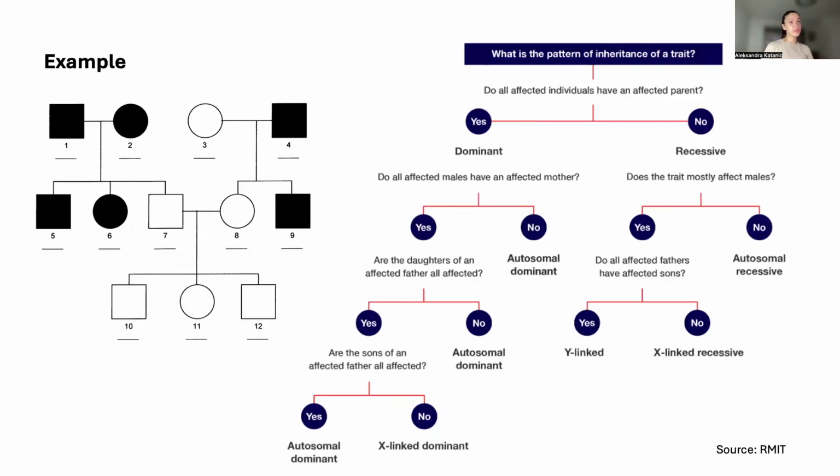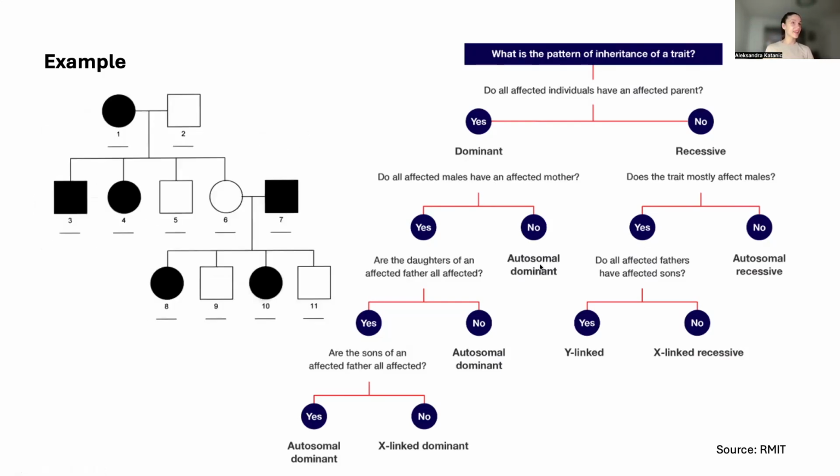Let's do this example using the decision tree. Do all affected individuals have an affected parent? Affected, yes. Affected, yes. Affected parent. Yep, so it's dominant. Do all affected males have an affected mother? Affected male, unaffected mother. So the answer is no. Therefore, it's autosomal dominant. And yes, it is. That's the correct answer.